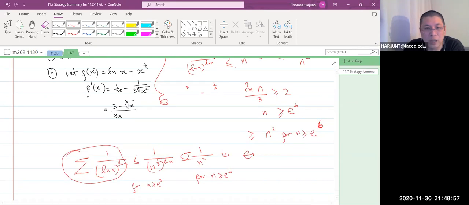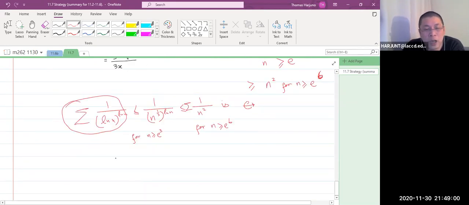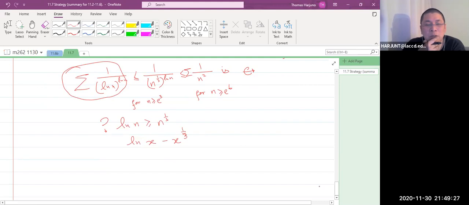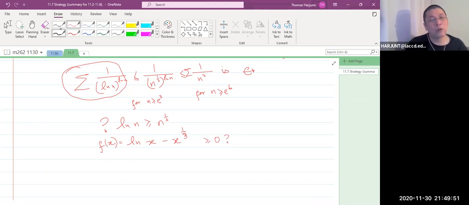Now my argument seems to be okay until I am forced to prove a couple things. I need to prove that ln n is greater than or equal to cube root of n. I need to prove this. Okay, now to prove that, I try to find this function. And I want to show that this is always positive. Okay, that's my issue.